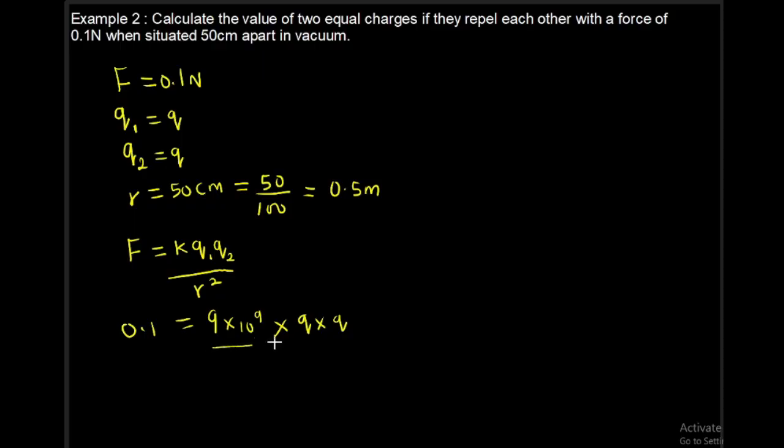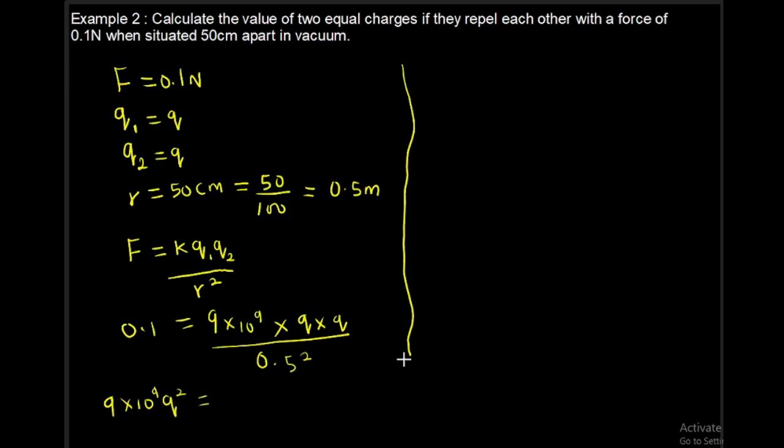Okay, all over R squared. R is 0.5 squared. Alright, so at this point we simplify, and that will give us, first let's multiply this. We have this times this times this. Q times Q is Q squared, so we have 9 times 10 raised to the power 9 times Q squared. That will give us 9 times 10 raised to the power 9 Q squared equals 0.1 times 0.5 squared. So to get Q, divide both sides by 9 times 10 raised to the power 9.